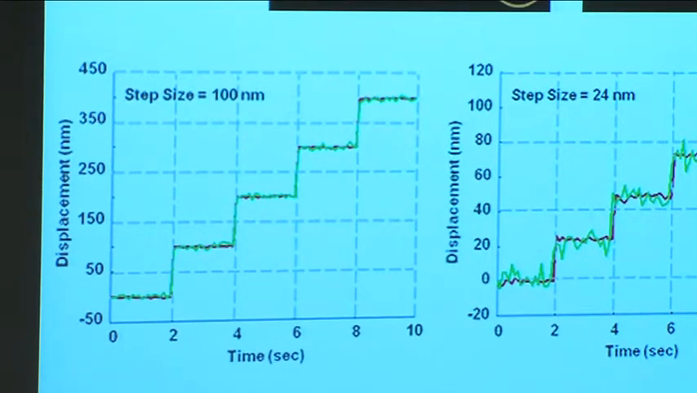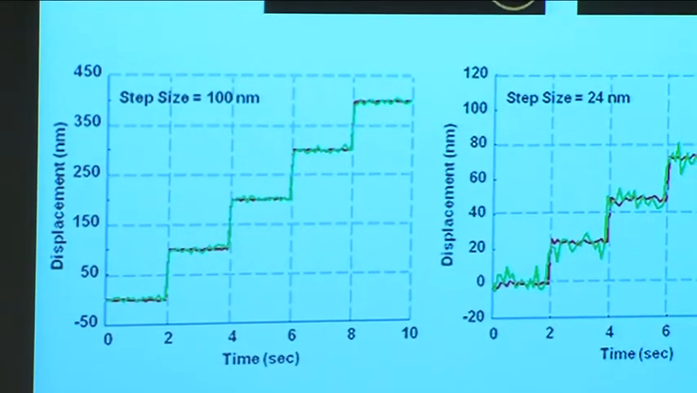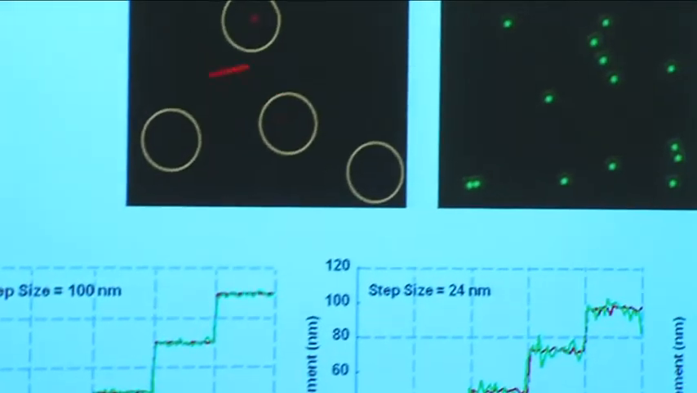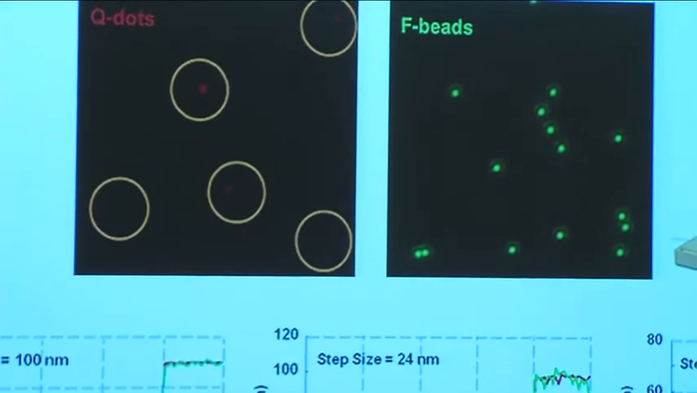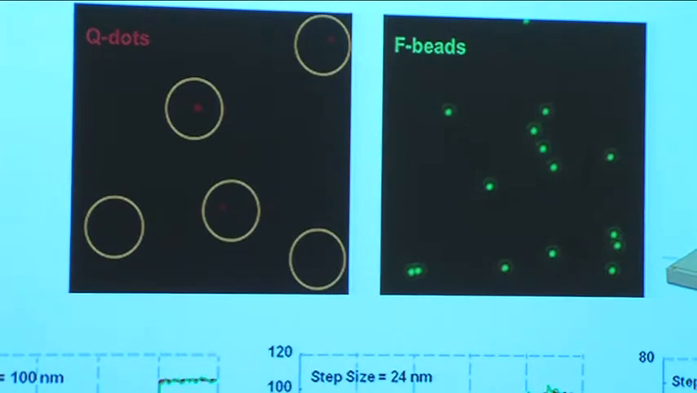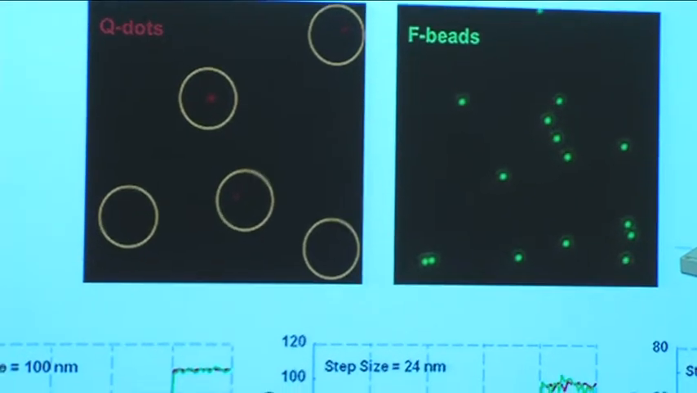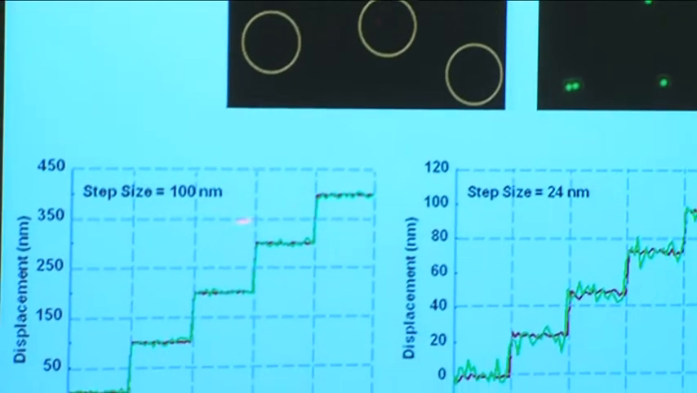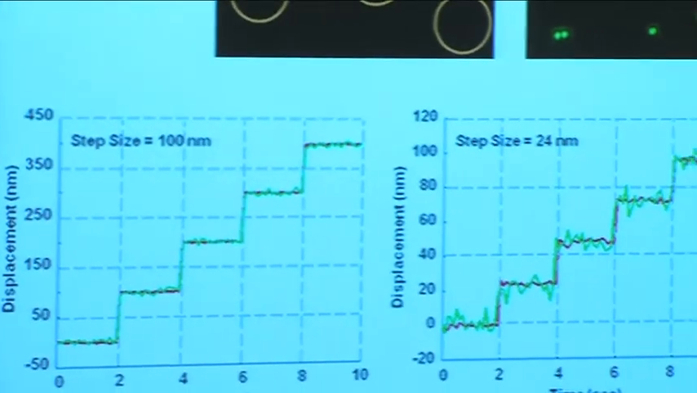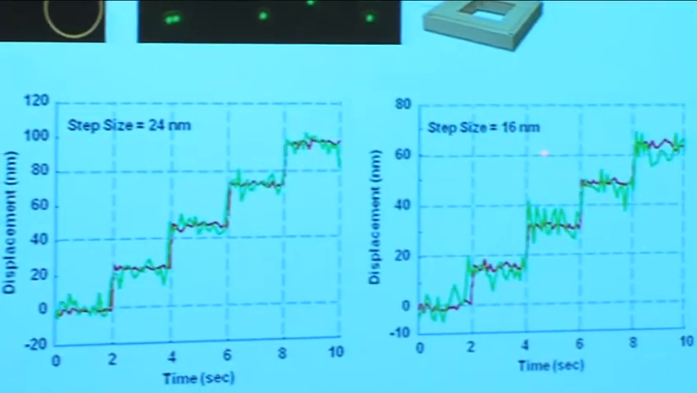The software is going to detect the position of all these particles, whether these are fluorescent beads or quantum dots. And the software returns what it thinks is the position, in green color. You can see that it follows pretty well. It did break down when the step size became very small, down to 60 nanometers.